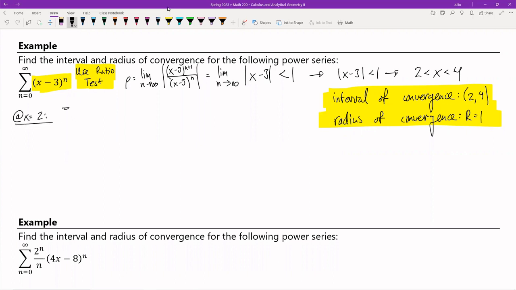I'm going to take this series, the sum from n equals 0 to infinity of (2 minus 3) to the n. So 2 minus 3 is negative 1, to the n. If you take a look at the series, the terms bounce back and forth between negative 1 and 1 as n goes to infinity. So it's going to look like 1 minus 1 plus 1 minus 1 plus 1 minus 1. Just by looking at it, you can tell that this is going to be divergent.